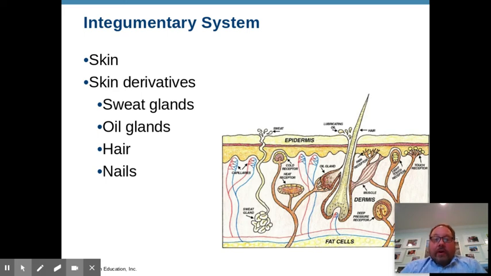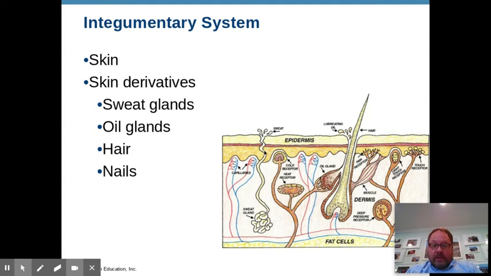Ladies and gents, here we are back in part two of a 45-part discussion of the integumentary system. Now, when we talk about the integumentary system, it's basically your skin, this outer layer, and then skin derivatives. It's all the stuff you find embedded in the skin.